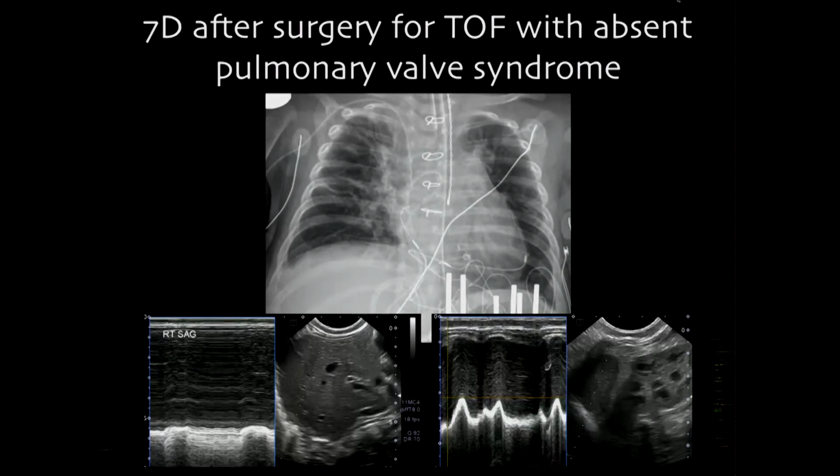This is the M-mode representation of normal diaphragmatic motion. This is the right side. The diaphragm is not moving during respiration. So this is unilateral right diaphragmatic paralysis.